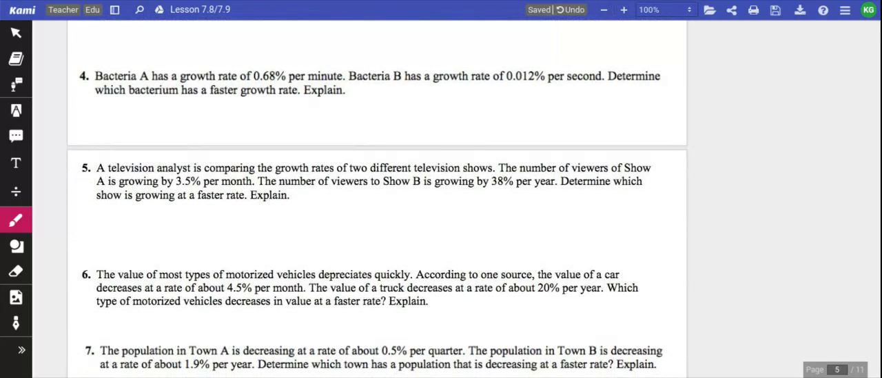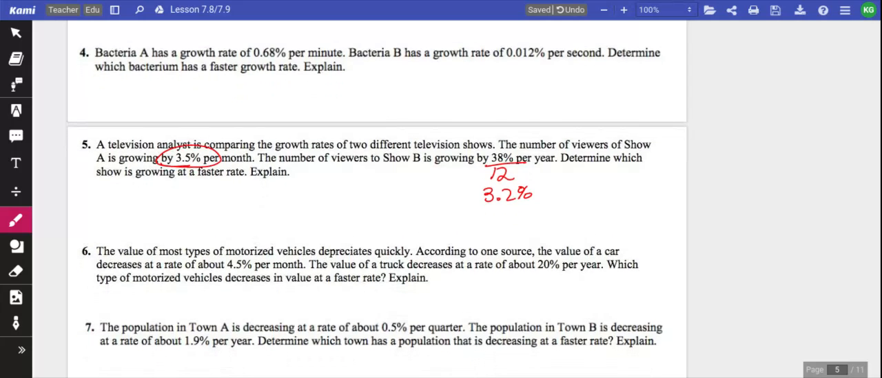A television analyst is comparing the growth rates of two different television shows. The number of viewers of show A is growing by 3.5% per month. The number of viewers of show B is growing by 38% per year. So we're going to take the second one and divide it by 12. 38% over 12 months is 3.2%. And so show A is growing at a faster rate.